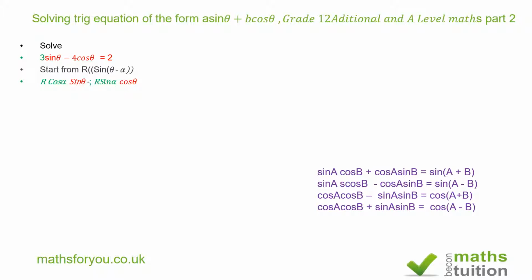Okay, so r cos alpha is 3 and r sine alpha is 4. So that will be good. That will be the coefficient of the second term, this one here, and that's the coefficient of the first term, this one here. Okay, you don't mix up the coefficients, by the way, or you get it wrong.